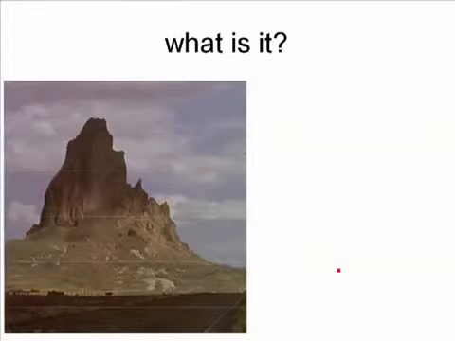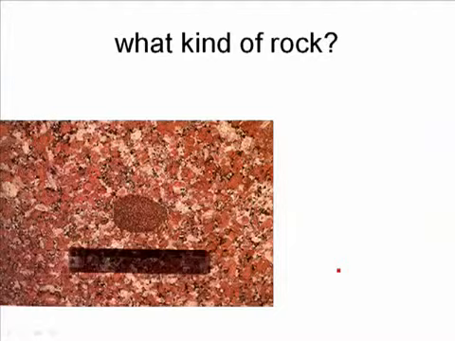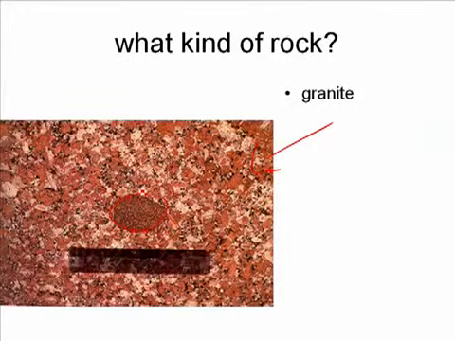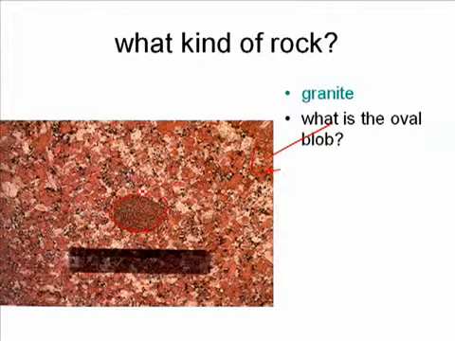What's that? That is a volcanic neck. How about this? This rock right here looks like granite to me, but what about this oval blob? The granite surrounded the blob, and the blob, instead of getting totally assimilated and melted, just is left behind once again as a xenolith. So the blob came first.